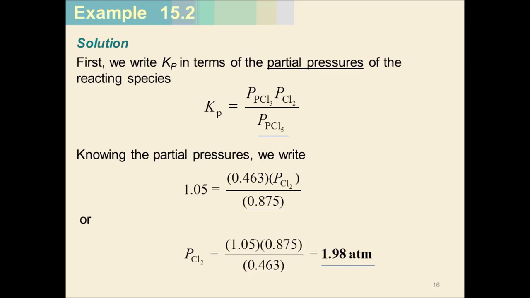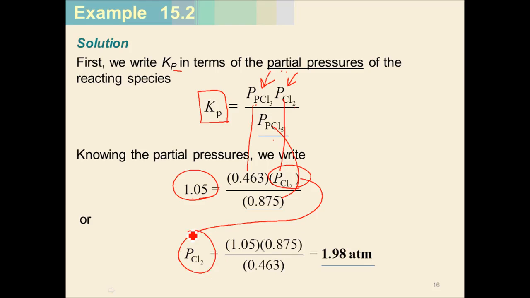On slide 16 then, the solution. First we write Kp in terms of partial pressures of the reacting species. So Kp is going to be equal to the pressure of the PCl3 times the pressure of the Cl2 divided by the partial pressure of the PCl5. And substituting in the values that were given in the problem, this was our unknown, PCl2, so rearranging and solving for that, we get the partial pressure of the chlorine to be 1.98 atm.